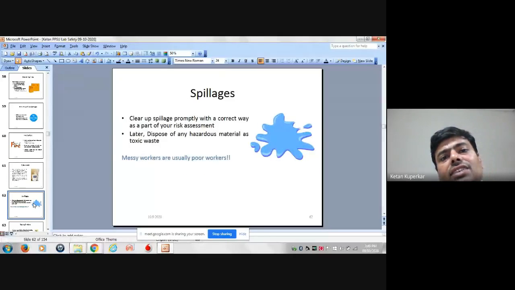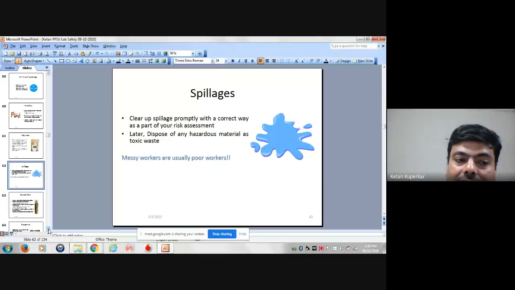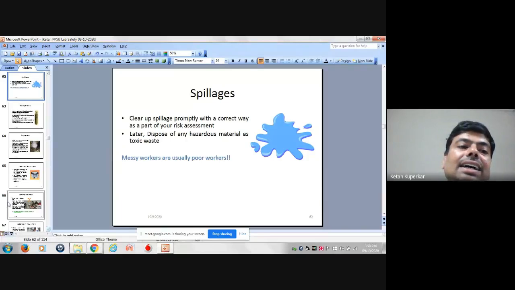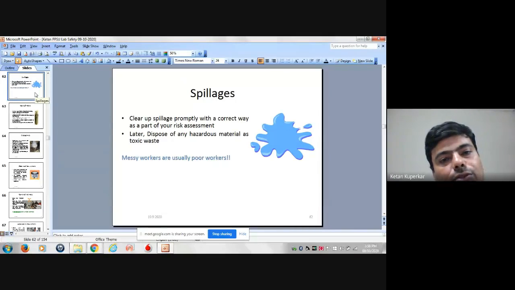Same way, in case of any spillage, yes, you need to clear it up at that very moment, following the risk assessment. And you need to inform the lab attenders about the chemical spillage, because you may not know its concentration, so it is much better that you let them know as well. Once you have cleaned it, dispose of that material as toxic waste in the designated dustbin.